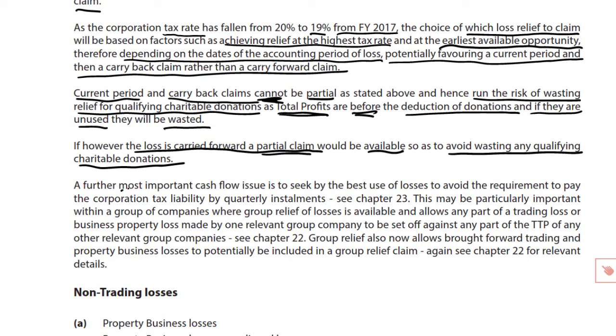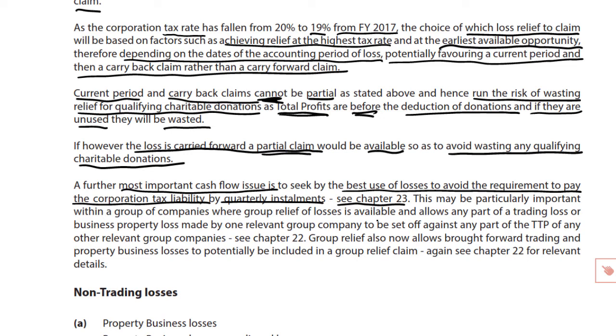But there's a further, most important cash flow issue. To seek the best use of losses, to avoid the requirement to pay the corporation tax liability when you pay your tax, this is all about cash flow, by quarterly instalments. Now, the full detail of that is contained in Chapter 23, which I know we haven't yet done. We made reference to quarterly instalment payments early on in Chapter 16, when first introducing the concept of corporate tax and the corporate tax computation.